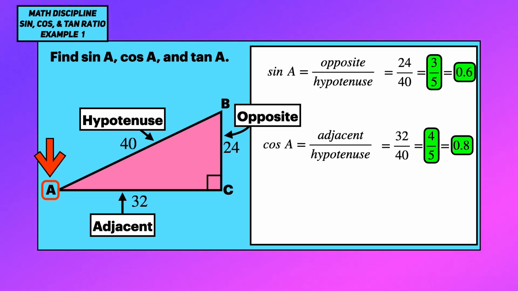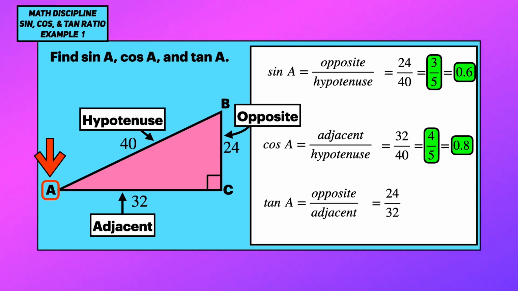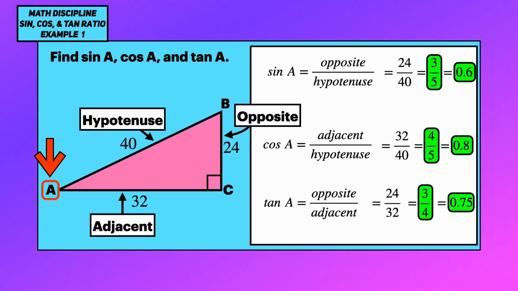Now let's find the tangent of A. To find our tangent ratio of angle A, we need to divide the opposite side by the adjacent side. The opposite side is 24, the adjacent side is 32. So we have 24 over 32. This fraction can be simplified by dividing our numerator and denominator by 8, which gives us our simplified answer in fraction form, which is 3 over 4. Divide 3 by 4 in order to change the ratio to decimal form, and that gives us an answer of 0.75. That's basically all there is to it.